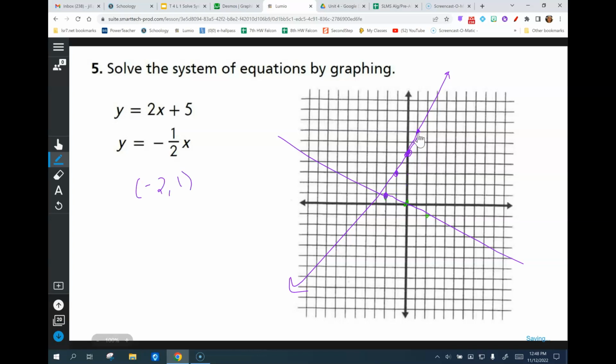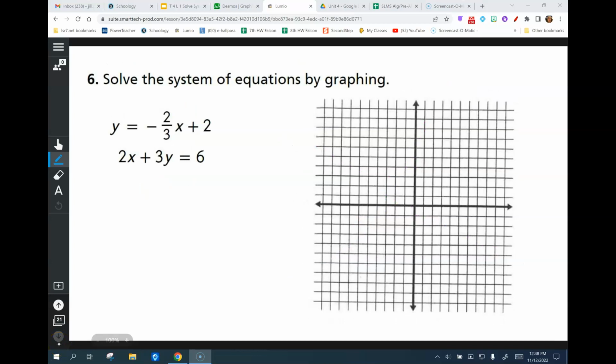Good. Now we get to graph again. But look at that second equation. We need to get that in slope-intercept form. So I'm going to subtract 2x from both sides. I get 3y is equal to negative 2x plus 6. I'm going to divide through by 3. So I get y is equal to negative 2/3 x plus 2. Oh, look, look, look.